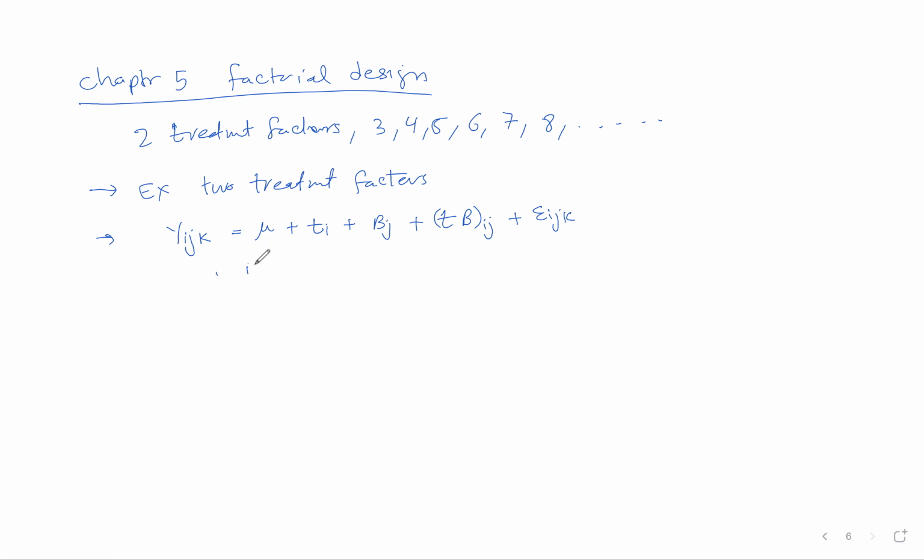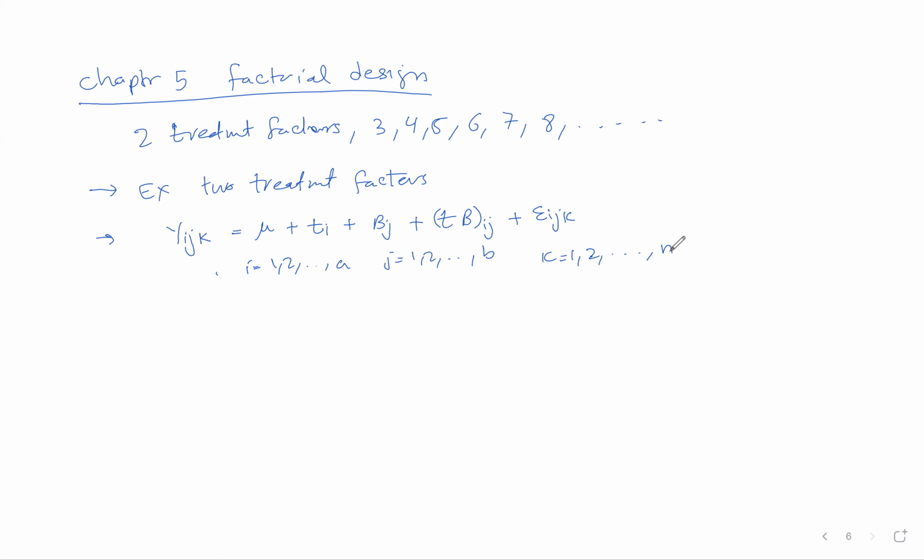So i equals the number of levels of the first treatment factor, 1, 2, up to a. j is 1, 2, up to how many levels of the second treatment factor, let's say b. k is 1, 2, up to how many times each treatment is tested, let's say n. This is the statistical model.